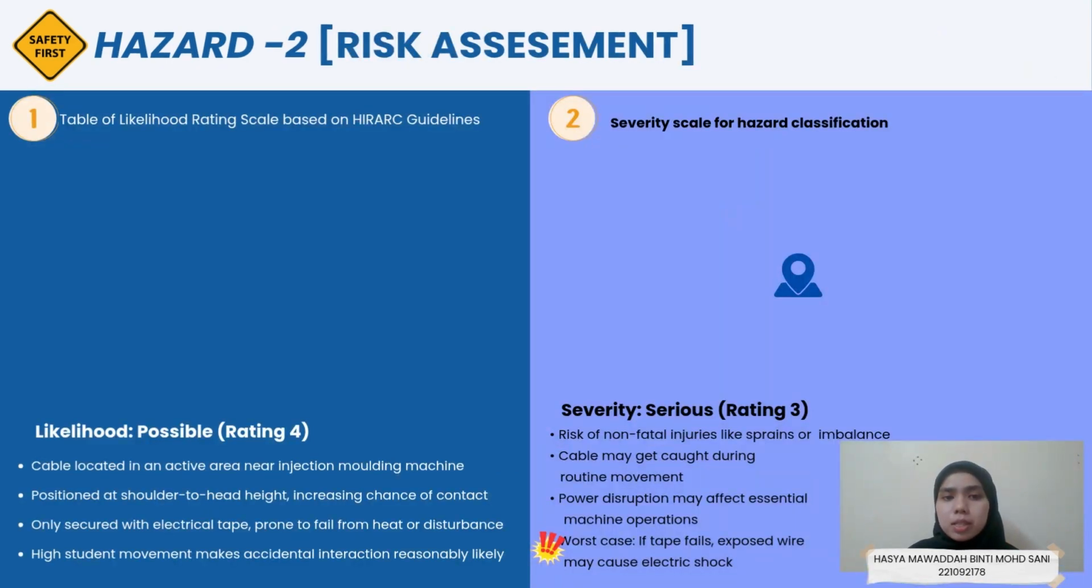Based on our assessment, the likelihood of the hazard occurring is rated as possible, ranking 4. This is because the cable is in an active area within shoulder to head height and may be accidentally pulled or disturbed during operation. For severity, we classify it as serious, ranking 3. While there is no exposed wire currently, there is still potential for non-fatal injury if someone trips, gets caught, or if the tape fails leading to electrical exposure in the worst case scenario. Overall, the hazard presents moderate concern requiring proper control measures.